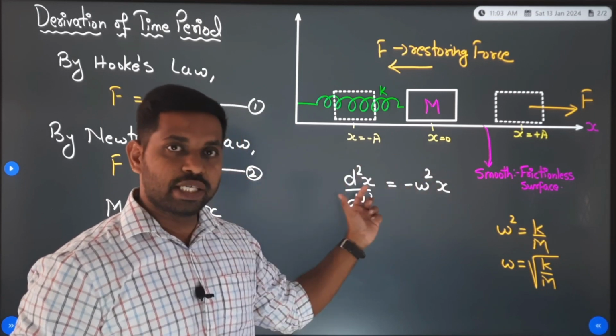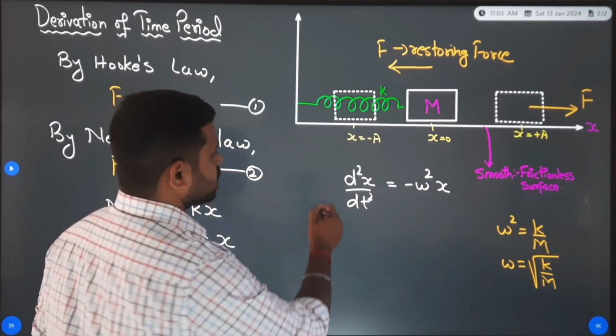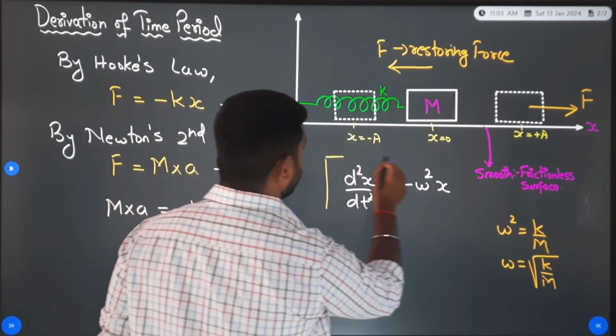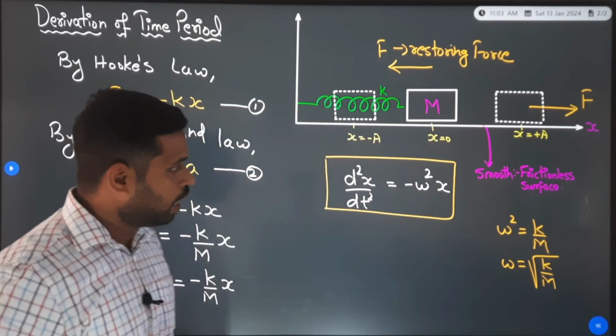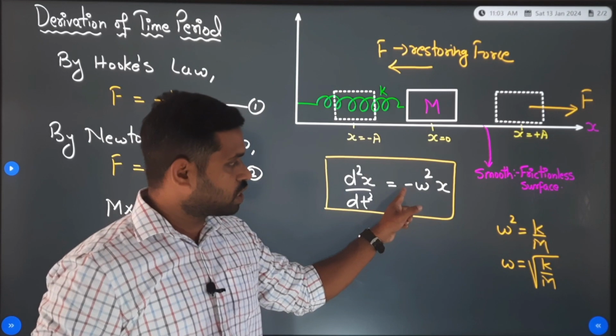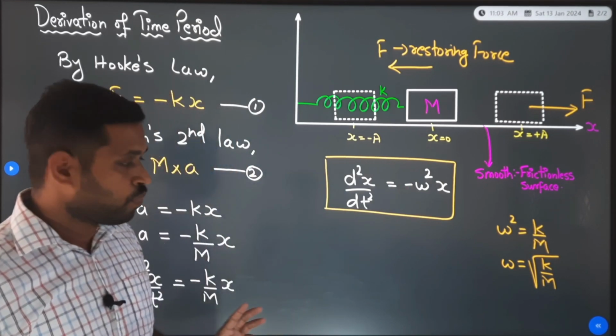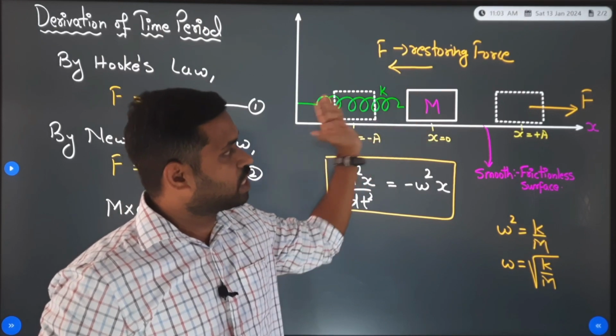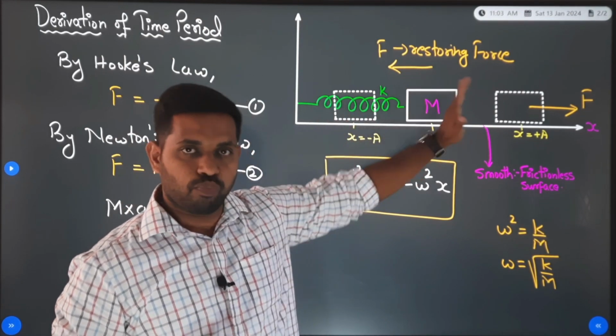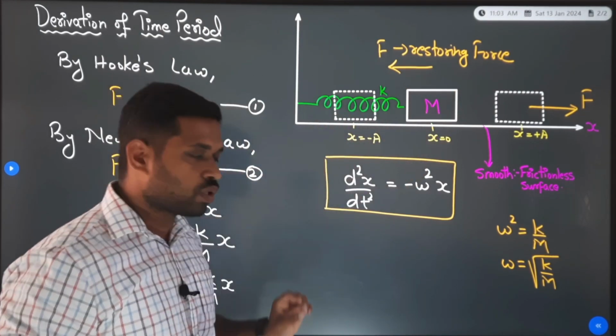Here you can see that the acceleration is directly proportional to the displacement. So once we get this condition, that the acceleration of the body is directly proportional to its displacement from the mean position and directed towards the mean position, which is represented by the negative sign, we can say that this spring mass system executes simple harmonic motion. And thus we can find out the time period.